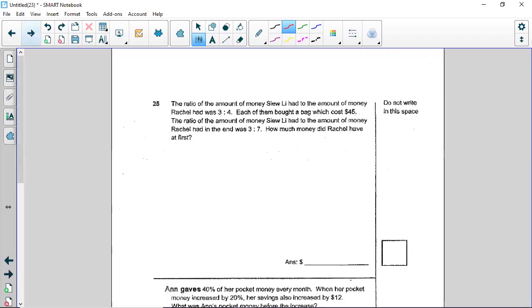Question 25. Now, the ratio of the money Sully had to the money Rachel had was 3:4. Each of them bought a bag which cost $45. And the ratio of the money Sully had to the money Rachel had in the end, that's your before and after problem, was 3:7. So how much money did Rachel have at first?